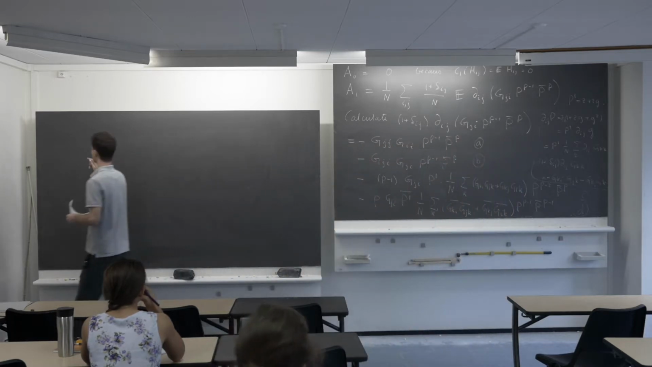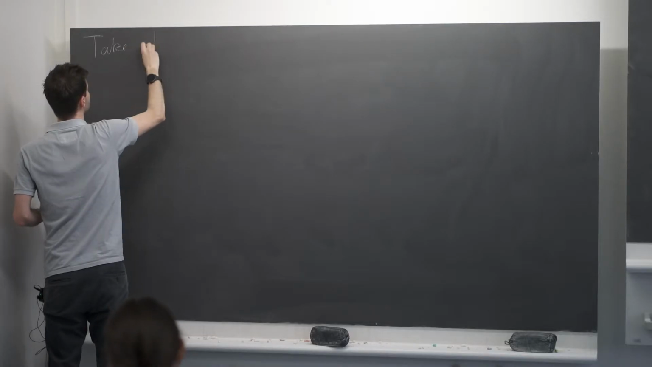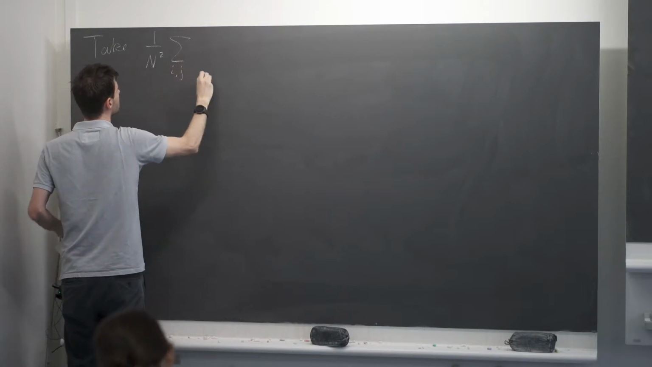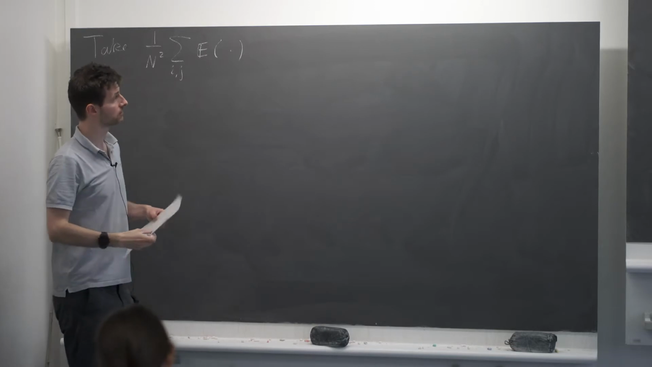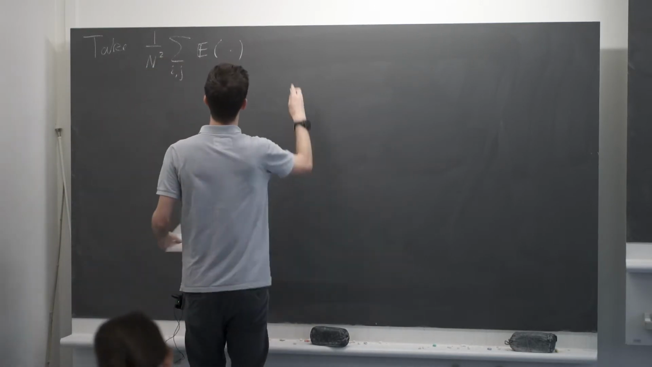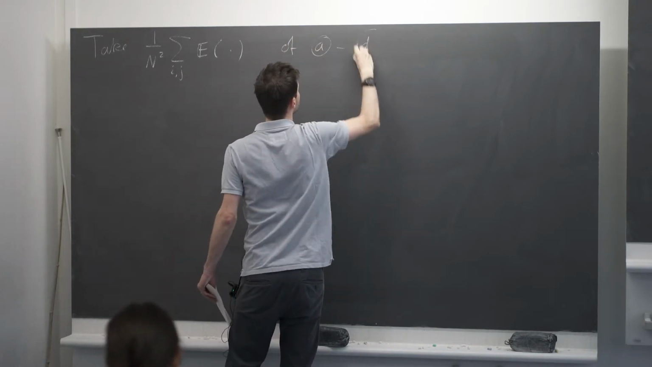So now we take 1 over n squared sum over i, j of the expectation of all of these terms of A up to B.